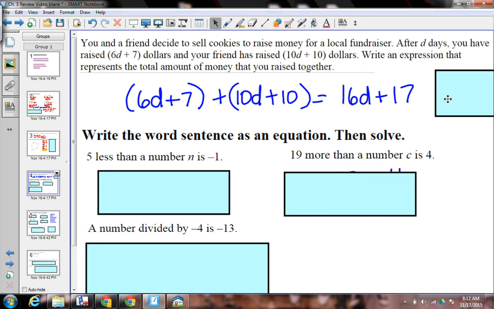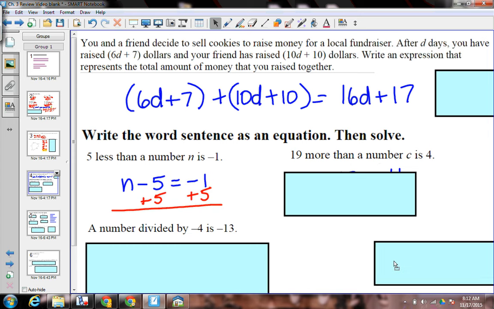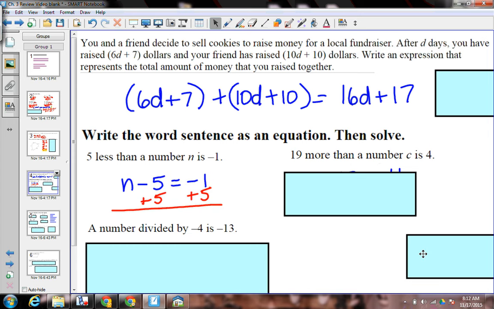Okay, for this category, we have to write the equation, then we also have to solve it. So I'm showing you that I wrote the equation for 5 less than a number. We have to remember that the order matters for subtraction, so that would be the correct order. And I started solving it by adding 5 to each side. So now what I have here is n on the left, and on the right I have negative 1 plus 5, which is 4. I can plug 4 into my equation to check my answer.